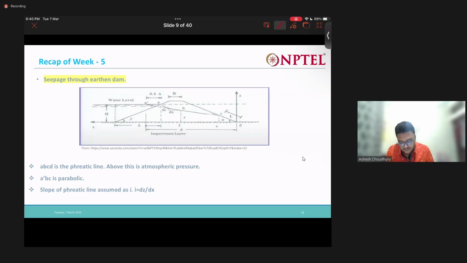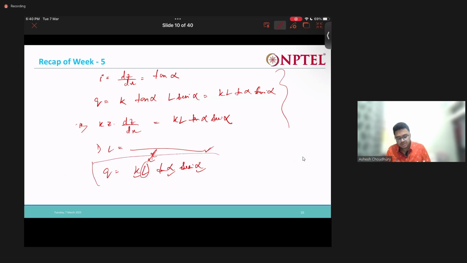And if you know the L value, you just put this L value in this equation and find out the flow. So this will finally give us the flow that is occurring through our hydraulic structure, which is nothing but the earth dam. This is how you need to calculate the flow, or the seepage, through an earthen dam.